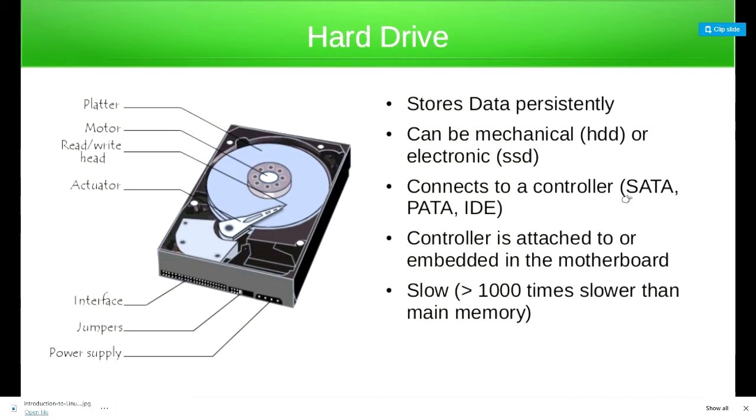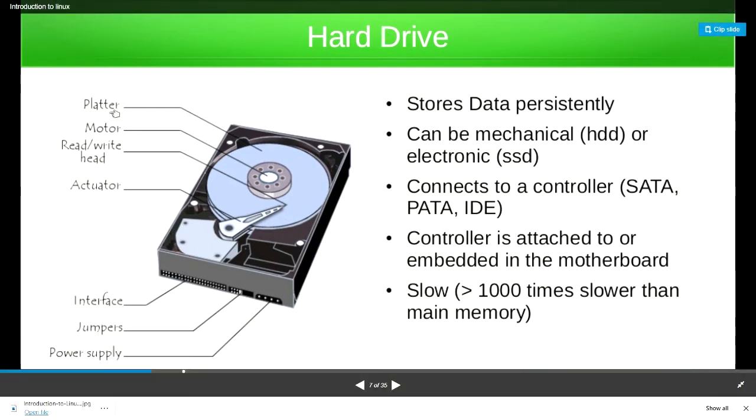It connects to a controller, which is SATA, PATA, or IDE. The controller is attached to or embedded in the motherboard. It is slow, greater than 1000 times slower than main memory. So these are the parts of the hard drive: the platter, the motor, the read and write head, the actuator, the interface, the jumper, and the power supply or power source.